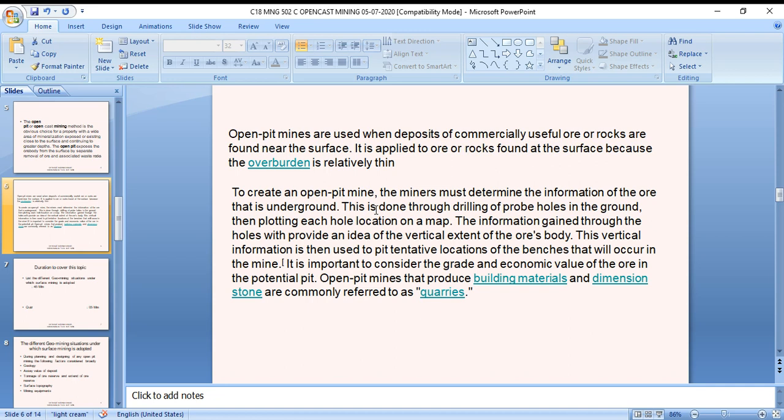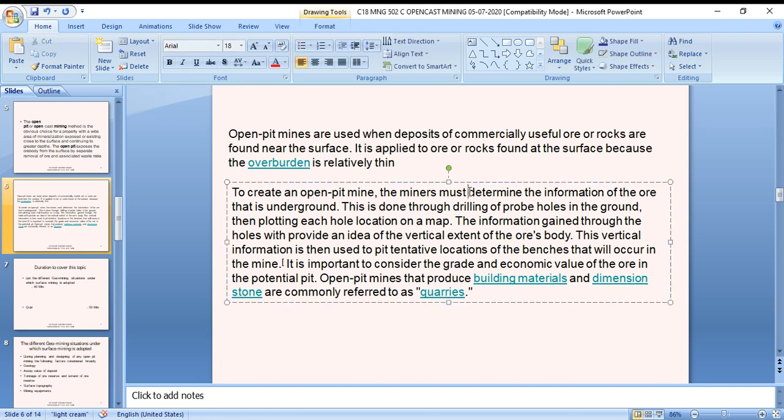You have to plan: the design engineers must determine the formation of that ore underneath that particular geographical location. This is done through drilling. How will you know whether a gold deposit or iron ore deposit extends this much in the strike direction and this much in the deep side? This is done by drilling probe holes in the ground, then plotting each hole location on a map. The information gained through the holes provides an idea of the vertical extent of the ore body.